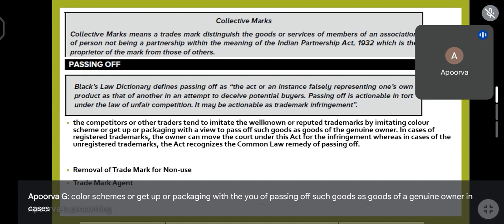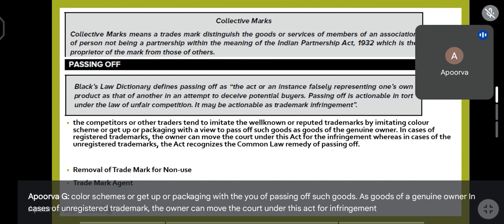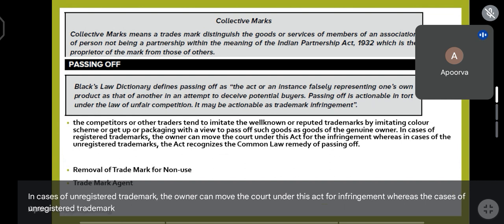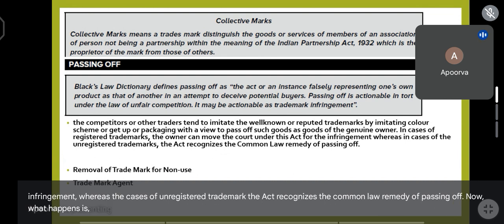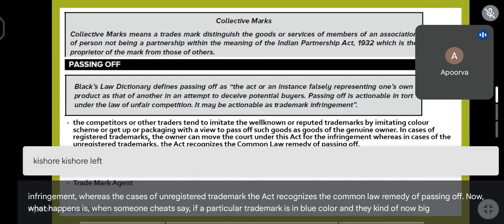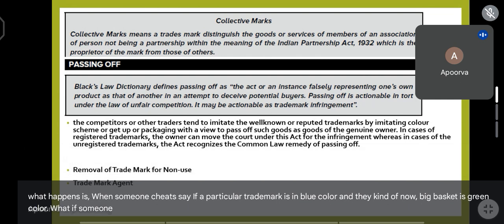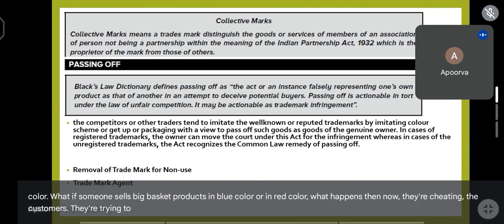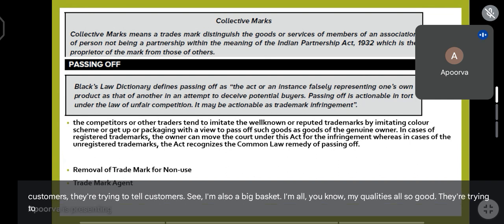In cases of registered trademark, the owner can move the court under this act for infringement, whereas in cases of unregistered trademark, the act recognizes the common law remedy of passing off. Now, what happens is when someone cheats, say if a particular trademark is in blue color, and Big Basket is green color, what if someone sells Big Basket products in blue color or in red color? Now they are cheating the customers. They are trying to tell customers, see, I am also a Big Basket, my quality is also good. They are trying to use the Big Basket benefit.